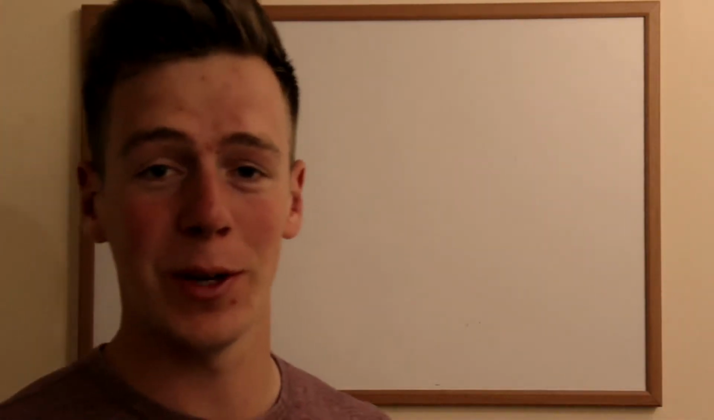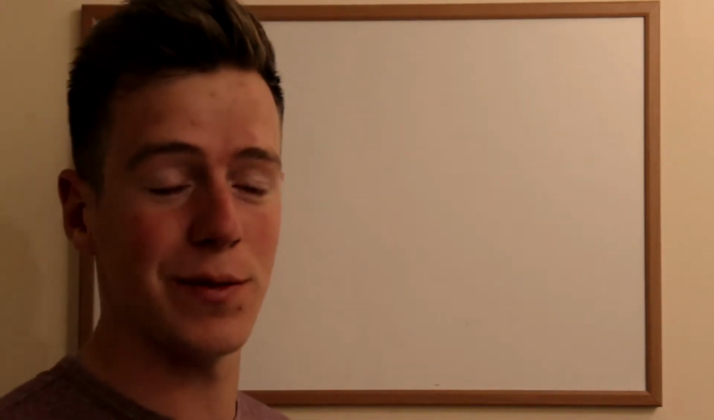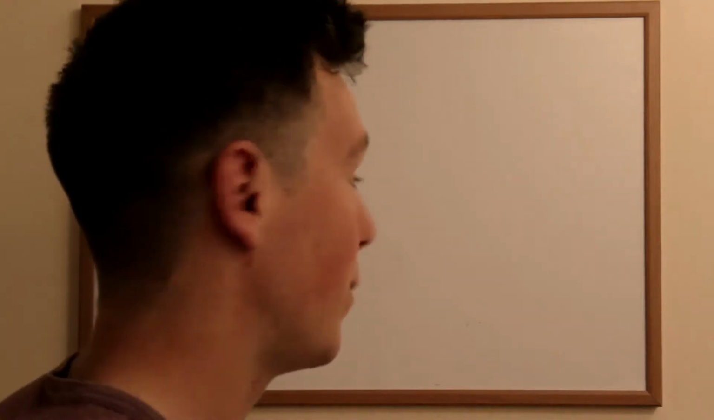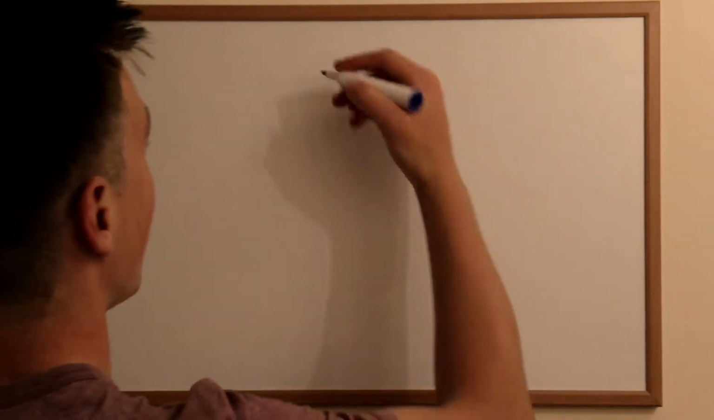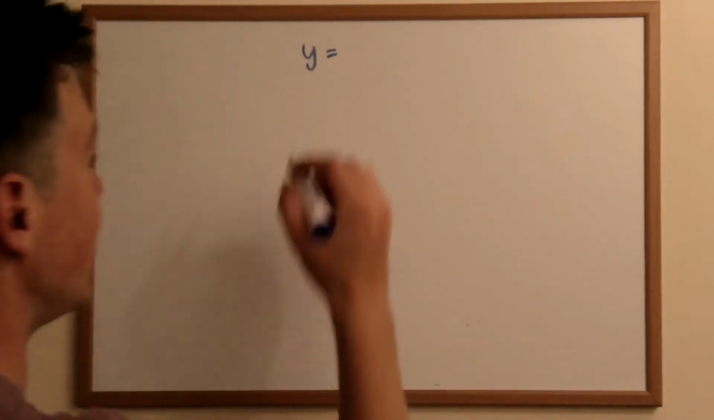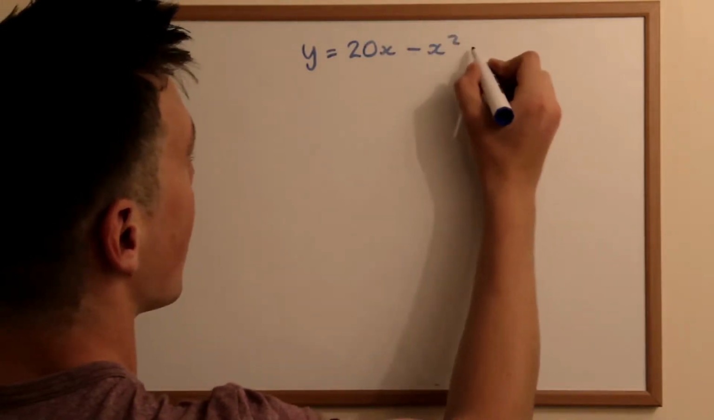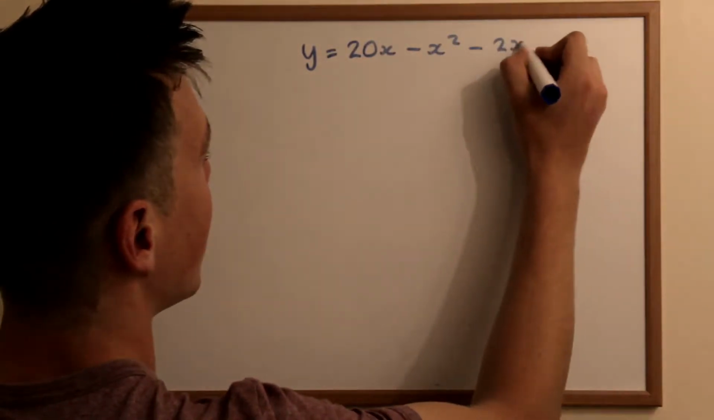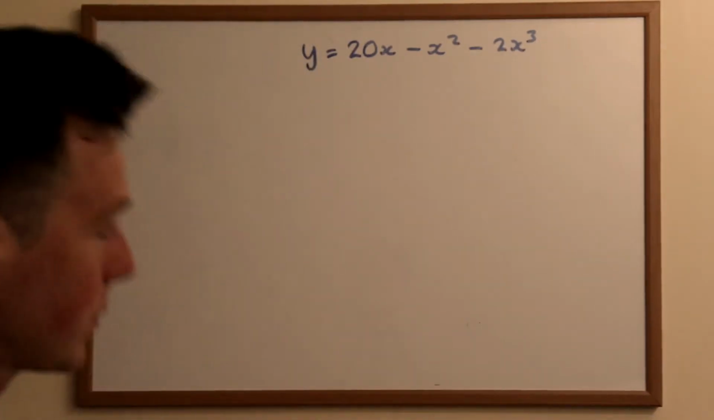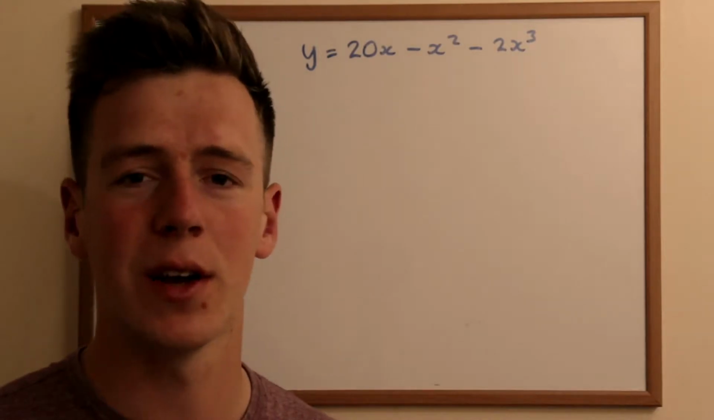In this video I'm going to be teaching you how to solve differential equations and how to find stationary points on a curve. So this question comes from the June 2017 paper of the AQA Pure Core 1, and it says y equals 20x minus x squared minus 2x cubed, and it's asking us to find the stationary points of that curve.